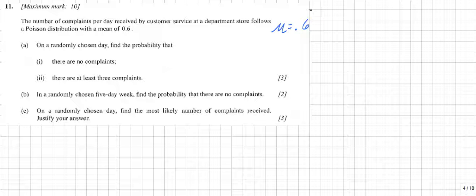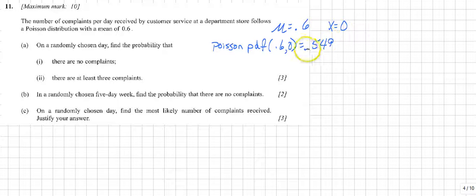First question, on a randomly chosen day, find the probability there are no complaints. So our x value, which we're trying to achieve, is 0. Well, this is an exact number, so this is a Poisson PDF. When you go to that on your calculator, you're prompted for the mean, which is 0.6, and also for your x value. So this is really straightforward. Poisson PDF of 0.6 comma 0. You punch that in, you'll get 0.549. So the probability there are no complaints on a given day is 0.549.